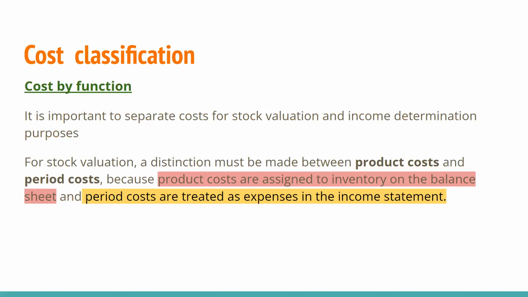So we talk about the manufacturing account and the different types of account there. But we could also classify costs by function, right? So we could identify some costs as those that relate to stock valuation and income determination purposes. So for stock valuation, we have to distinguish between what we call product costs and period costs. Product costs are assigned to the inventory in your balance sheet, whereas period costs are expenses that we will usually treat inside of our income statement.